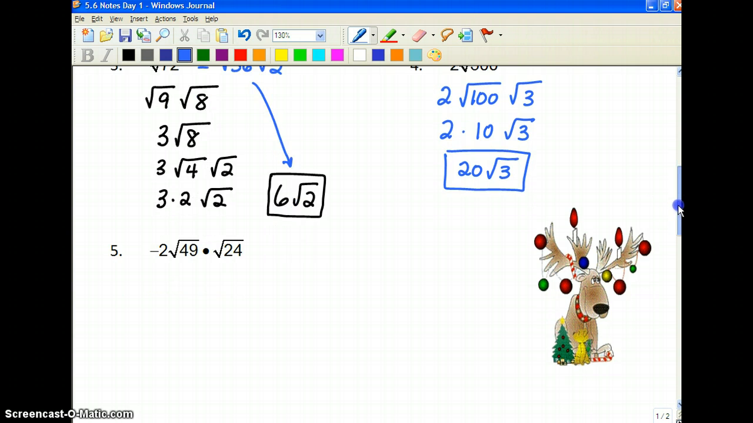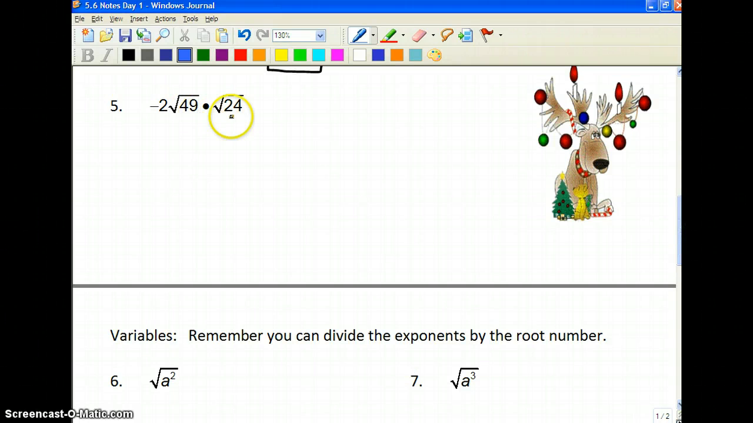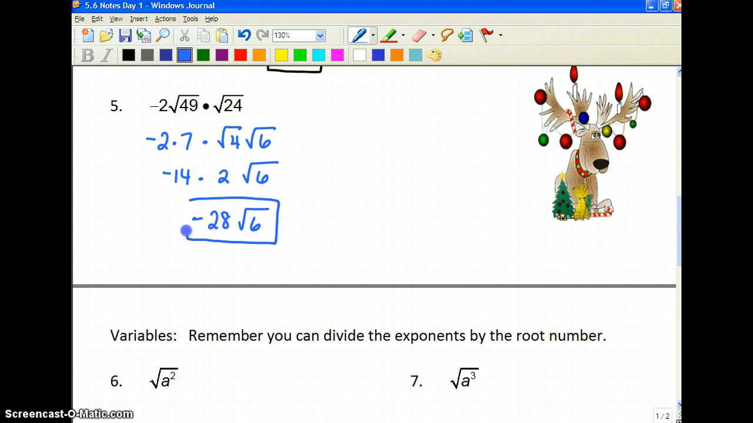Now on number 5, we don't have a calculator, so we don't want to multiply those together. Besides the fact, what's the square root of 49? Well, it's 7, so you've got negative 2 times 7 times, now break this down, what number goes into 24? 4 times 6. So that's negative 14 times 2 times the square root of 6. That's negative 28 times the square root of 6. So it's important that you just break them down. It's easiest if you find numbers that are in the list. You don't have to, but it's easiest.